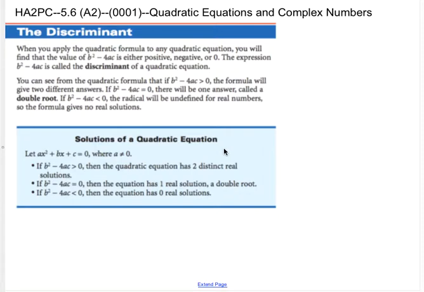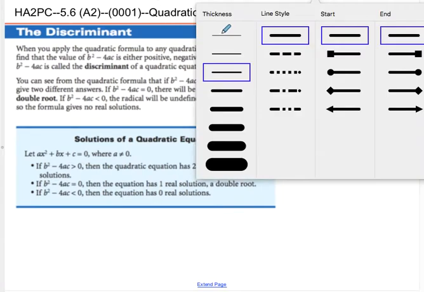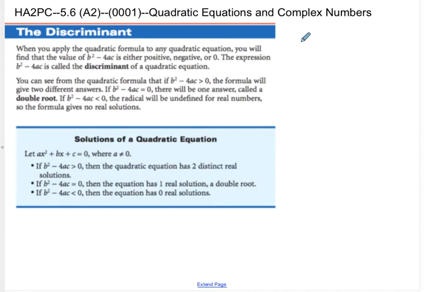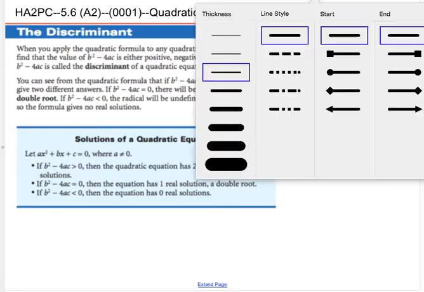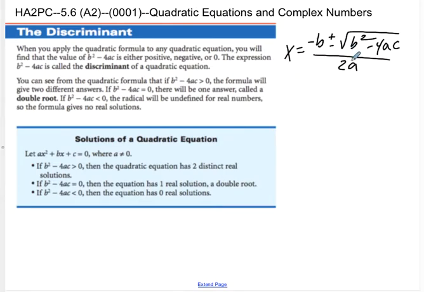The discriminant is the thing under the square root in the quadratic formula. So if we just take a second to write our quadratic formula real quick. Remember, the quadratic formula is x equals negative b plus or minus the square root of b squared minus 4ac all over 2a, right? The discriminant is this thing right here, the thing inside the root of the quadratic formula.